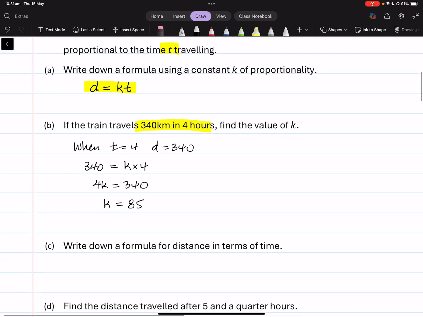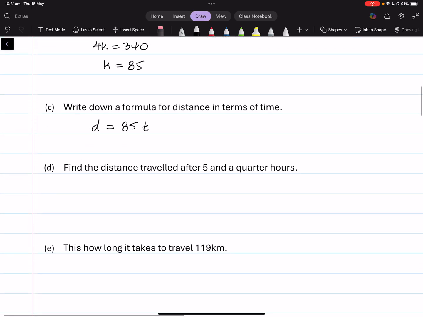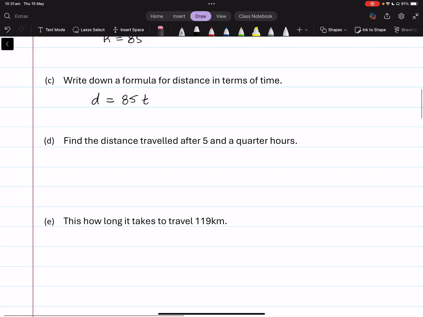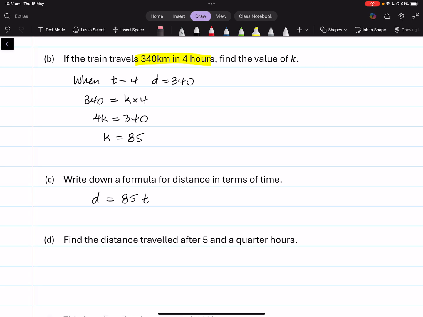That allows us now to write down a formula for the distance in terms of the time. So using the highlighted formula at the top of the screen there, we have distance is equal to k, and we're going to write the 85 now where k is because we found what the value of k is, 85 times t. There is our formula for how far the train will travel given time t. And it's worth noting that the units are kilometers and hours there. We need to make sure we know that so that we can answer questions from that.